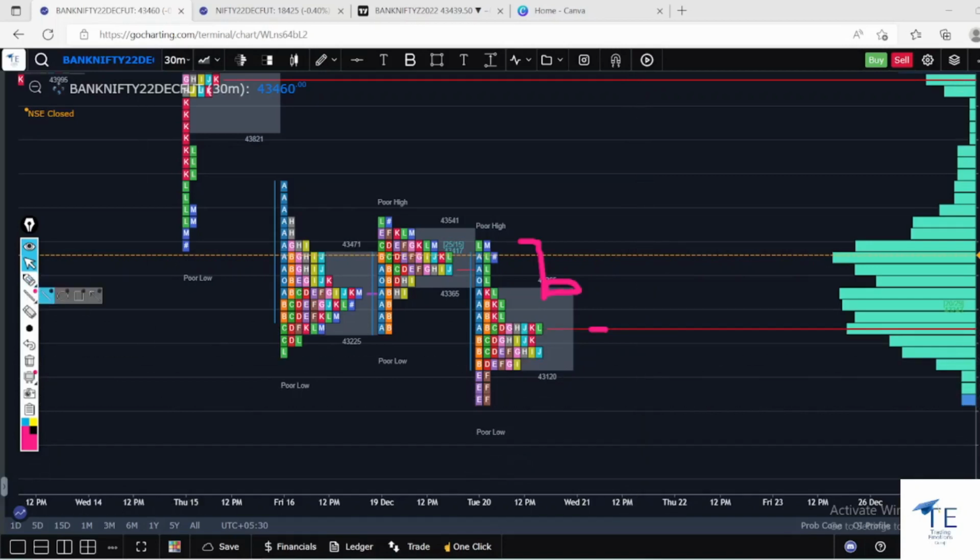And see, one more thing: this day high is very important. Yesterday's low is very important. If yesterday's low breaks, then we can see another good fall. If this high, Monday's high, is taken out, then we can see this target. These are the simple strategies in Bank Nifty.